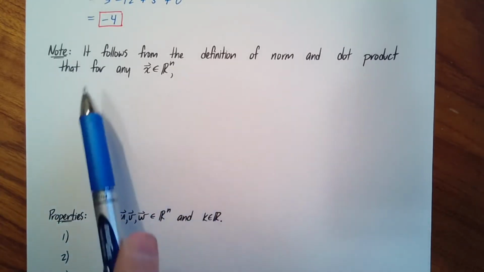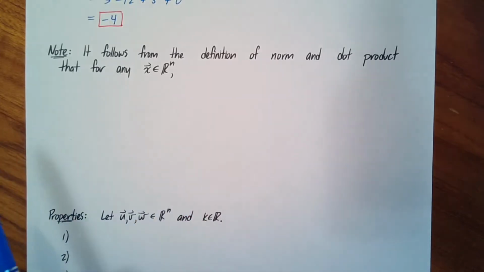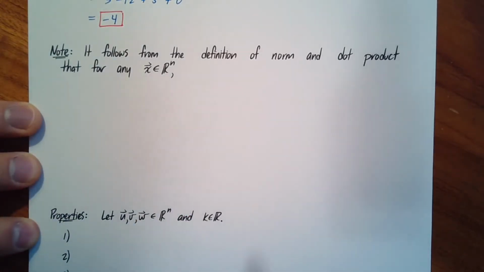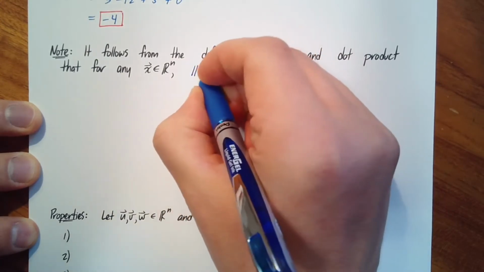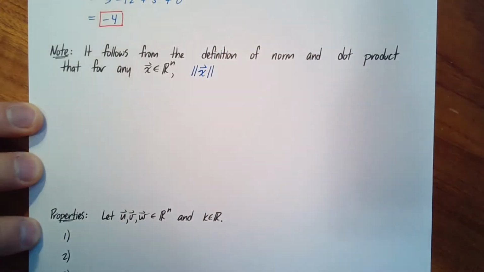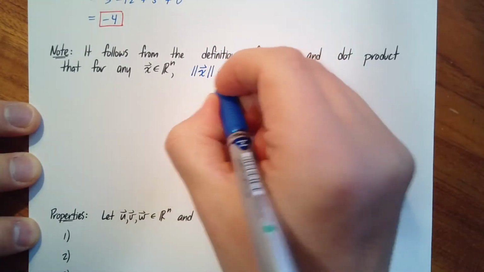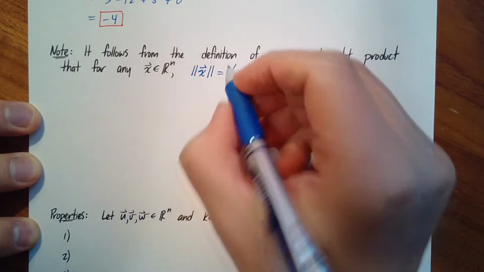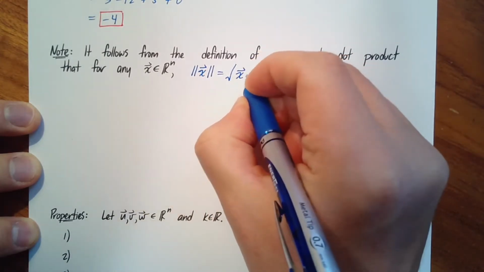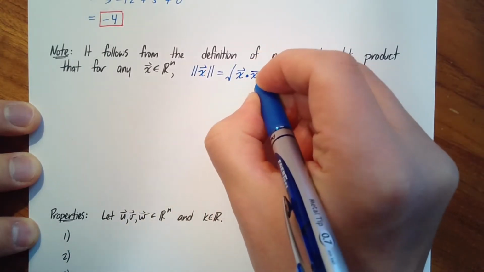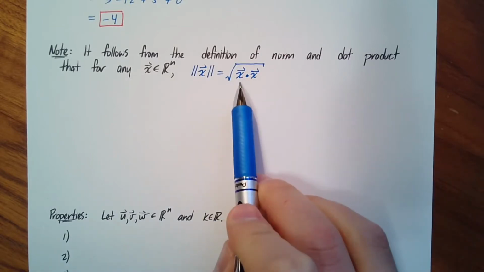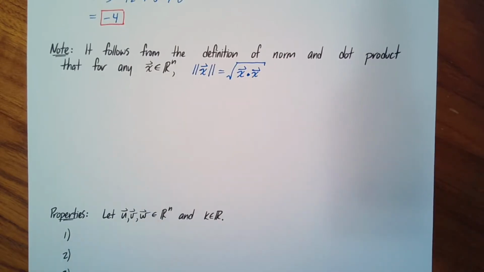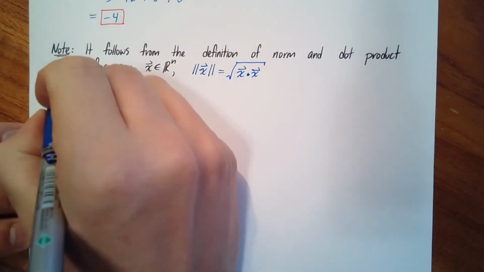So I'm just going to add it in now. For any vector x in Rn, you can say the following. The norm of the vector x really is equal to the square root of the dot product of x with itself. Right? There's nothing in the definition that says you can't take the dot product of a vector with itself. And if you do, and then take a square root, you end up getting exactly the norm of the vector. And we can just check that.